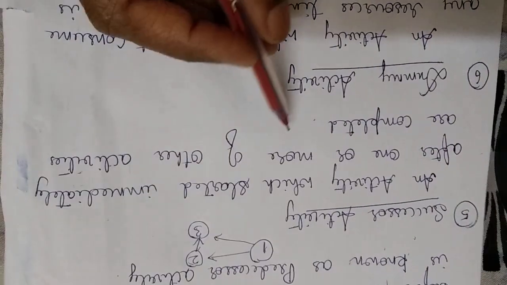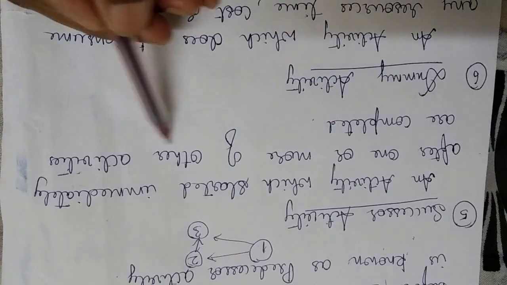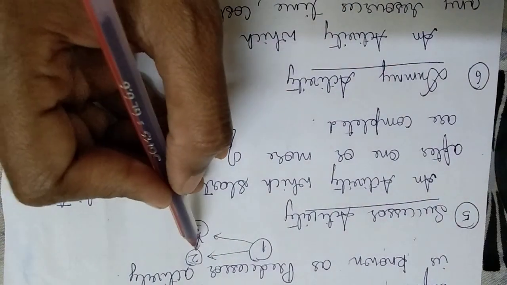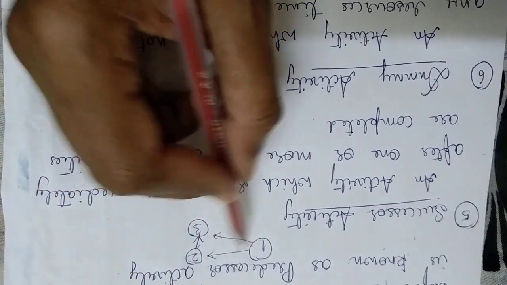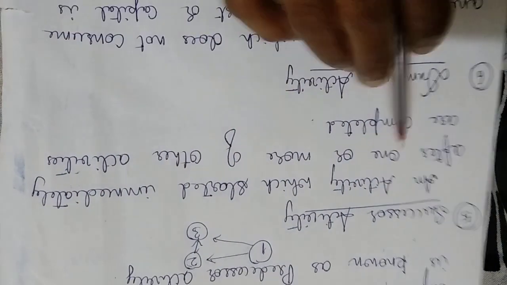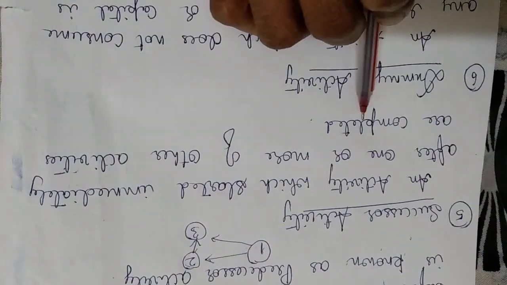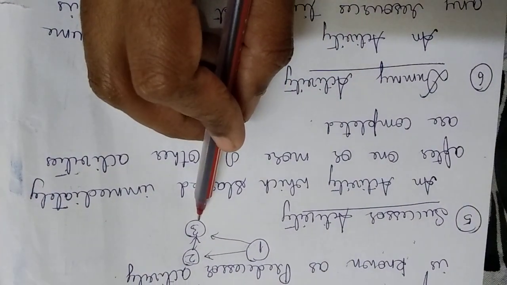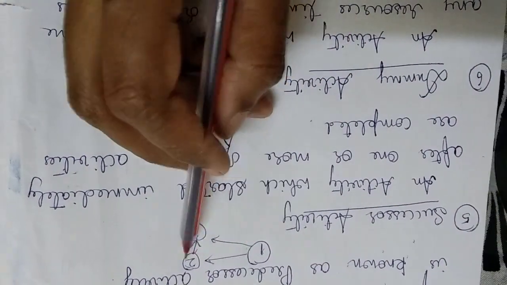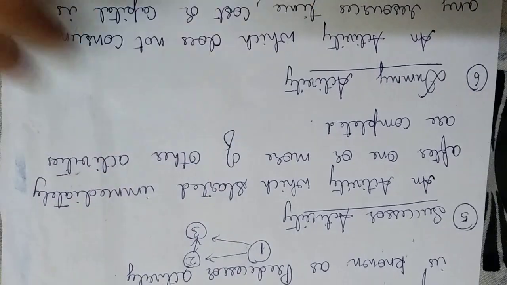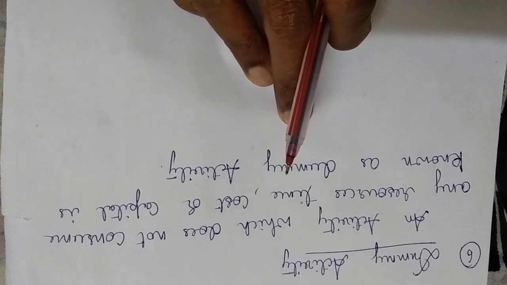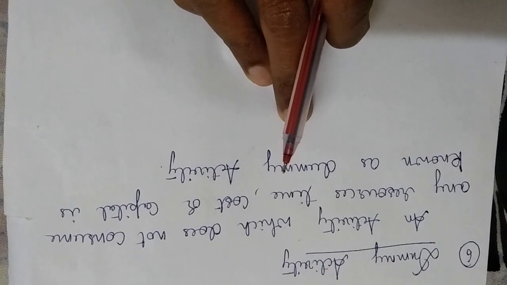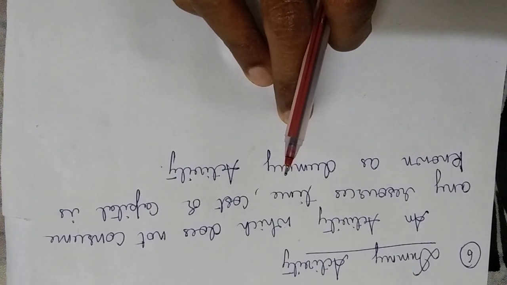Successor activity is an activity which is started immediately after one or more of the other activities are completed. If you see here, 2 is the successor for 1. 3 is the successor. There are 2 predecessors here, 1 and 2. For the third activity, you need to complete the first and the second. Only then can you take up the third. Next is dummy activity. A dummy activity is one which does not consume any resources, time or cost. That is represented with dotted lines. That is called a dummy activity.